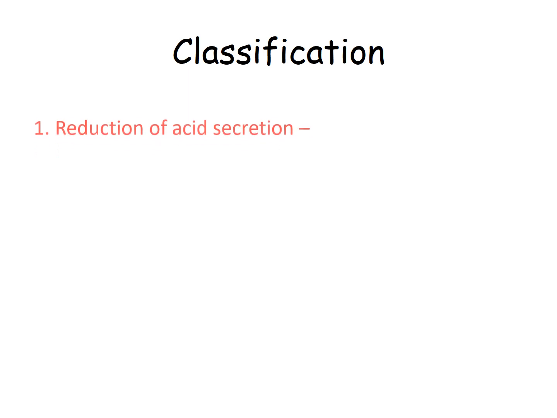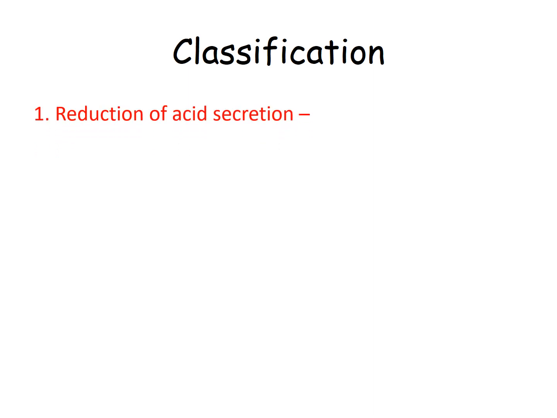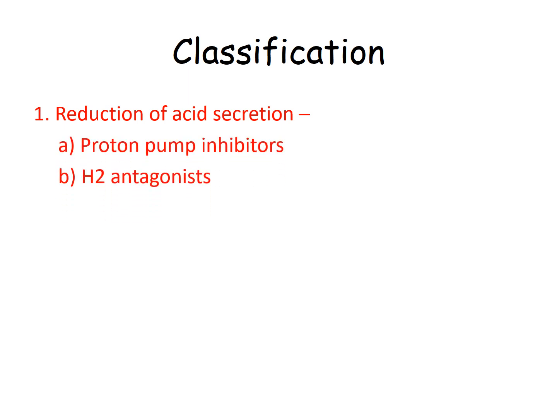The first group was the group of drugs which reduces the acid secretion, which included our proton pump inhibitors, H2 antagonists or H2 blockers, and the third group, anticholinergic drugs. These anticholinergic drugs are obsolete nowadays. That's why I just mentioned the name, and I'm not discussing much about these anticholinergic drugs.